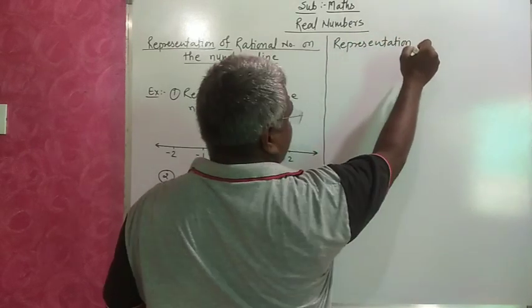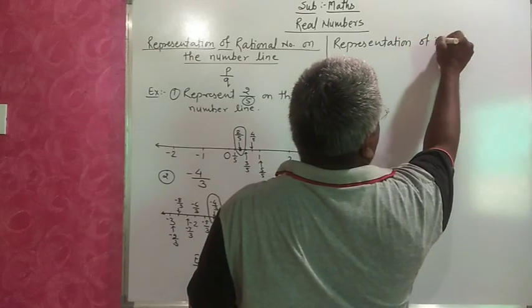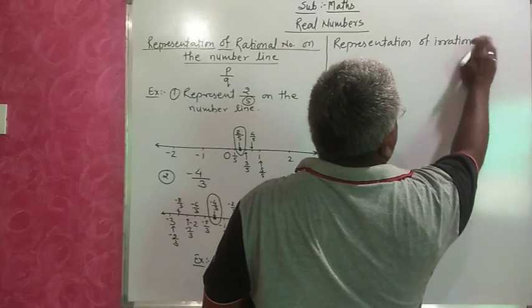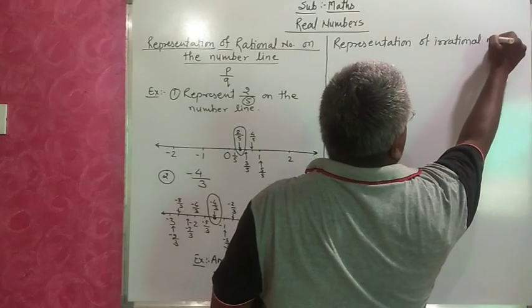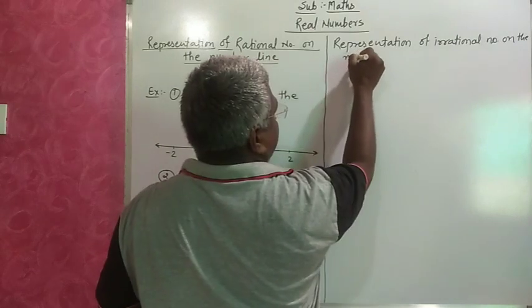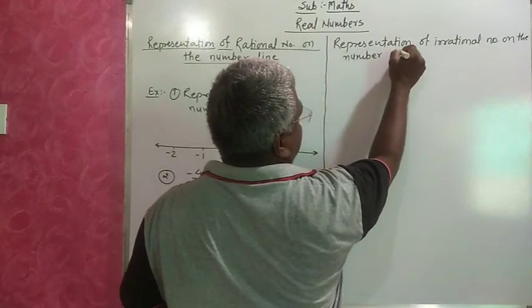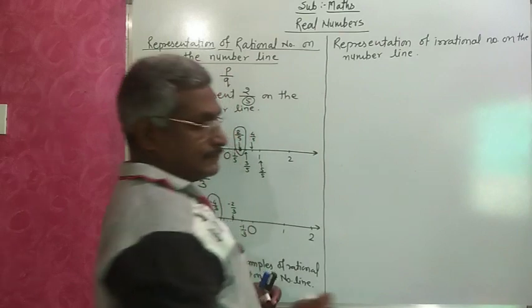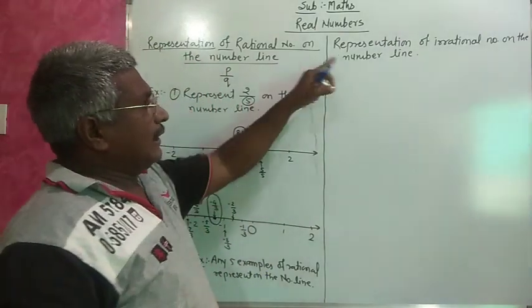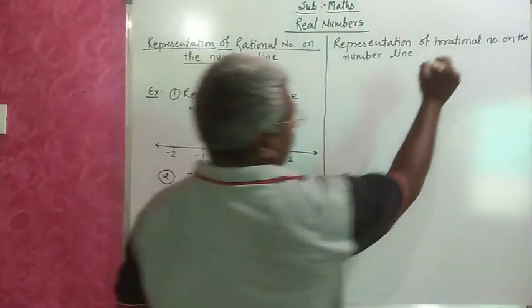Representation of irrational number on the number line. So now, what is the meaning of irrational number?